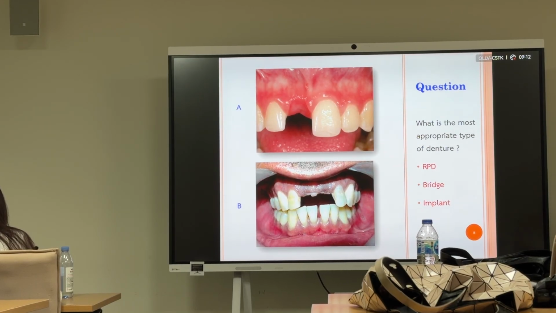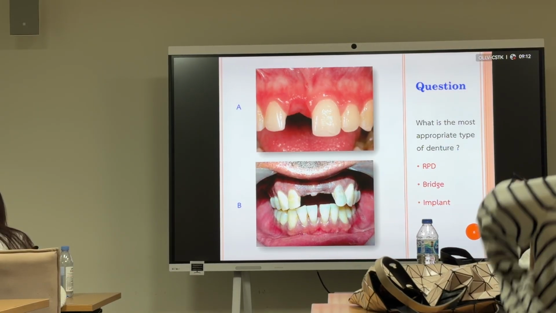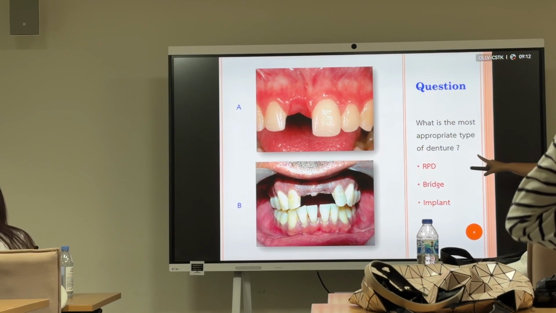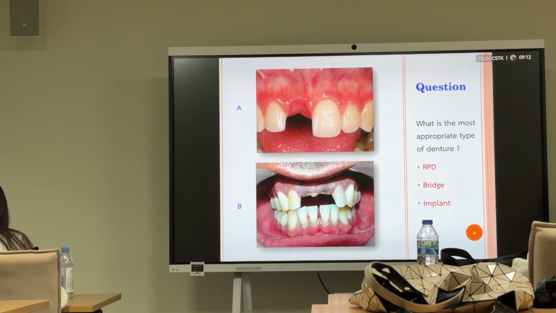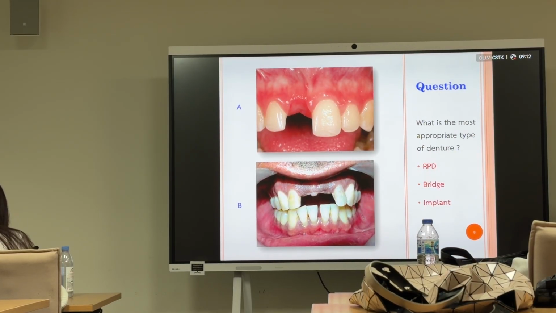Okay, this is the first question. Now write on your paper. What is the most appropriate type of denture, as you think now? Number A, you write A. Which design: RPD, bridge, or implant? And number B, which design can you answer? Picture A, which answer; picture B, which answer. Please write down, with a little reason why you choose RPD on the upper, or why you choose the bridge on the lower, or something like that. You don't need to take a photo because it's on your handout.